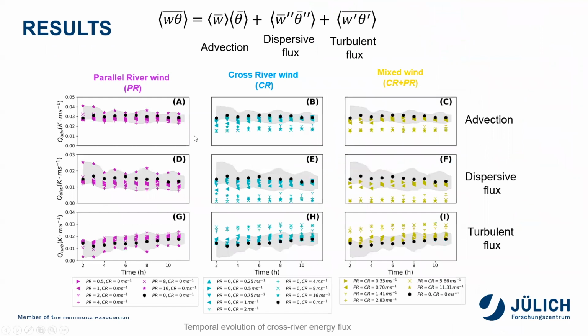We also decompose the total heat fluxes at the lowest atmosphere layer into the advection, the dispersive fluxes, and the turbulent flux. The gray shadow is the range for the simulation with only parallel river winds. It is clear that when the cross river wind is larger than 2 meters per second, both the advection and the dispersive fluxes reduced, where the dispersive fluxes almost reduced to 0, turbulent fluxes increased and thus reduced the imbalance.